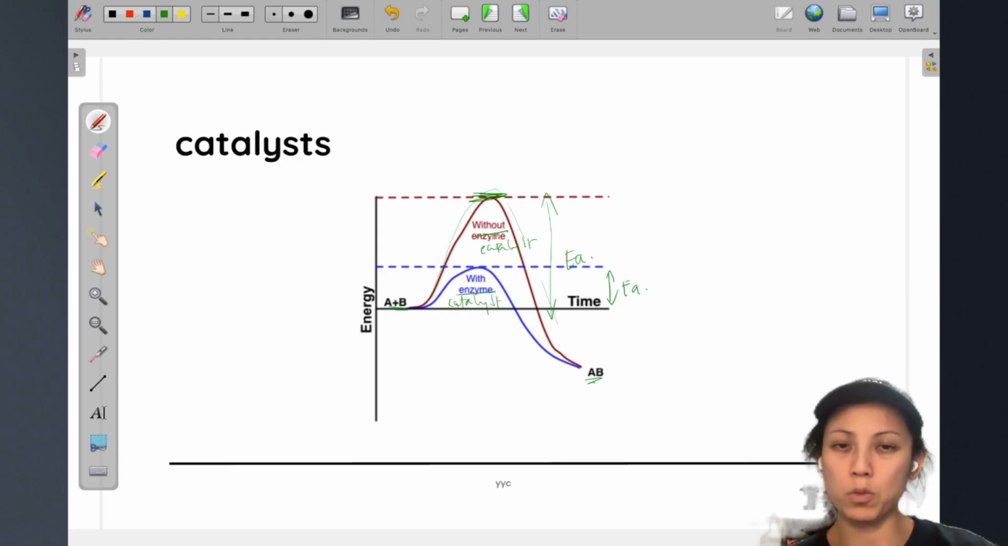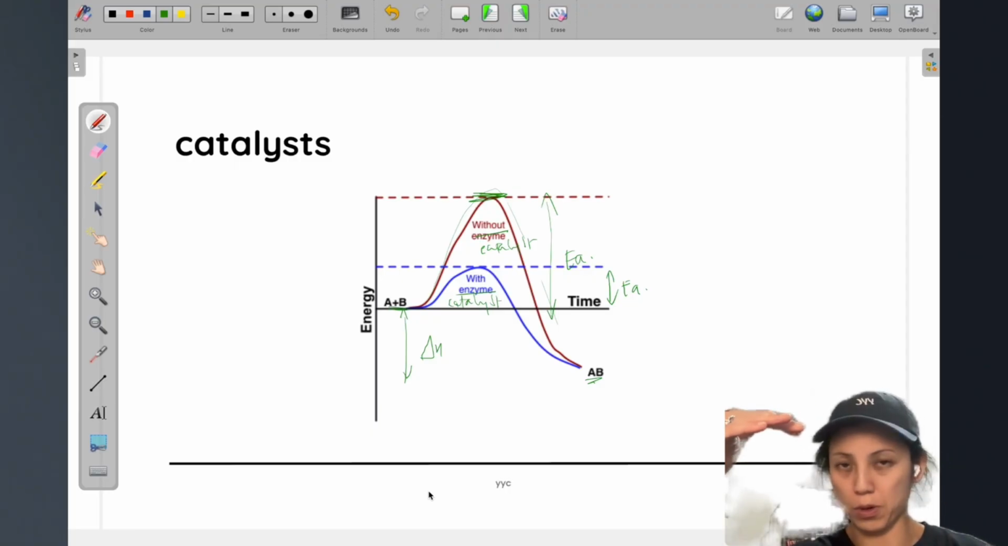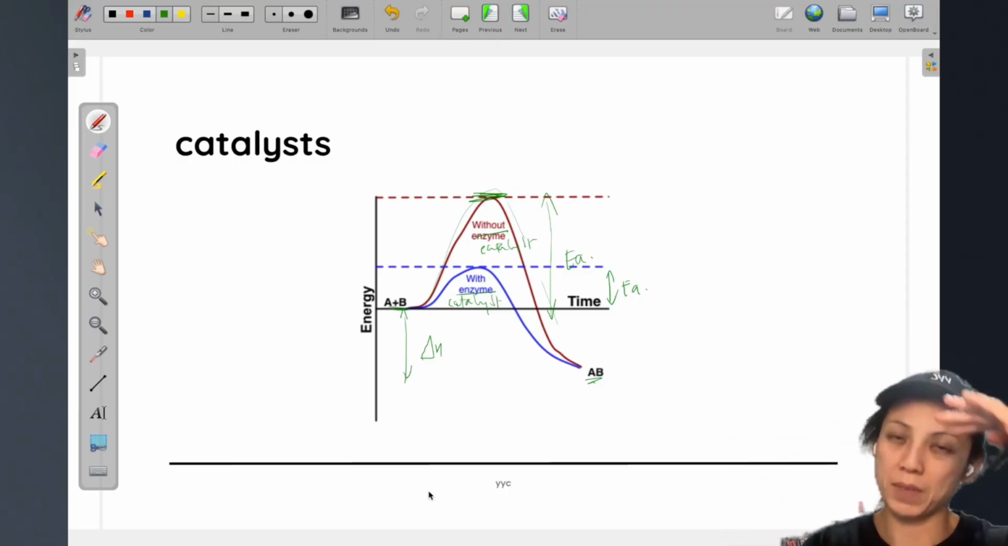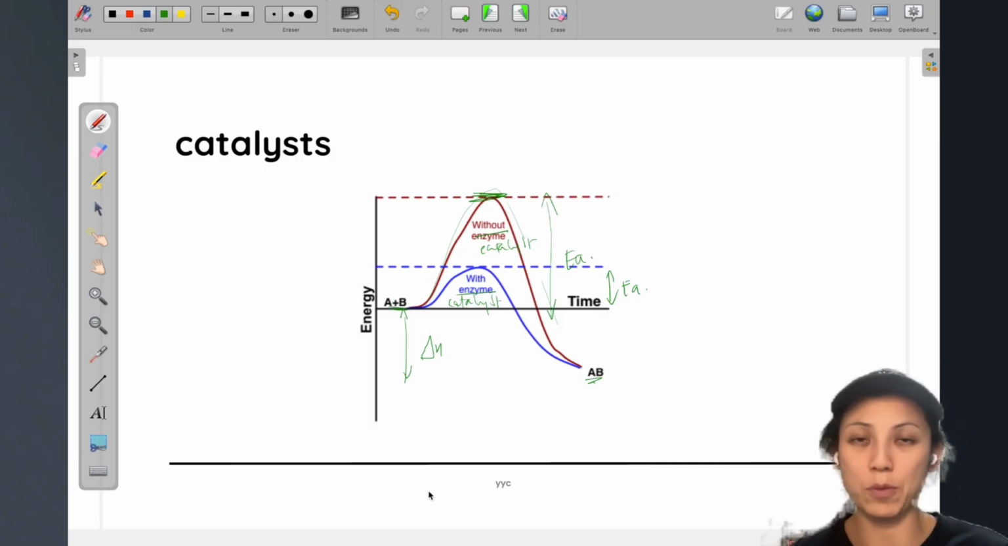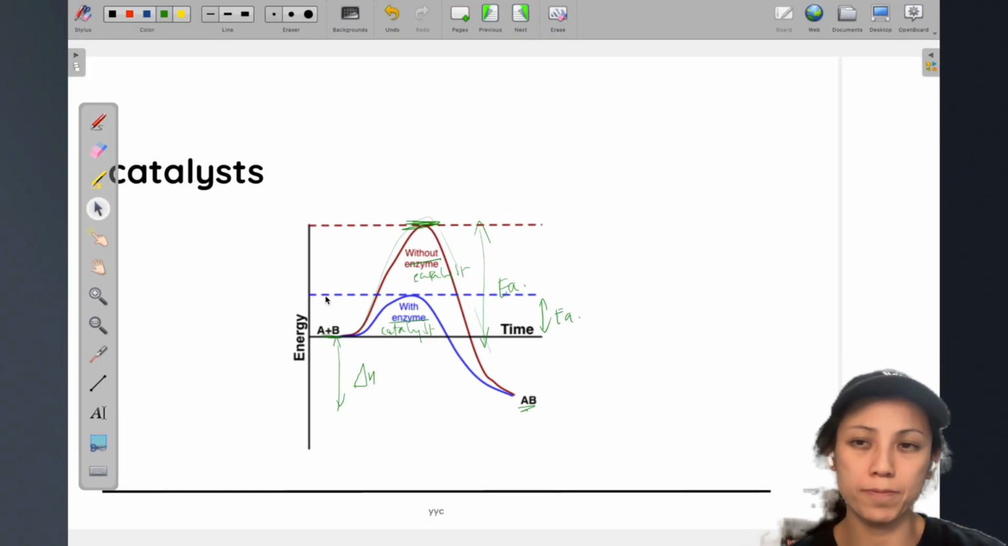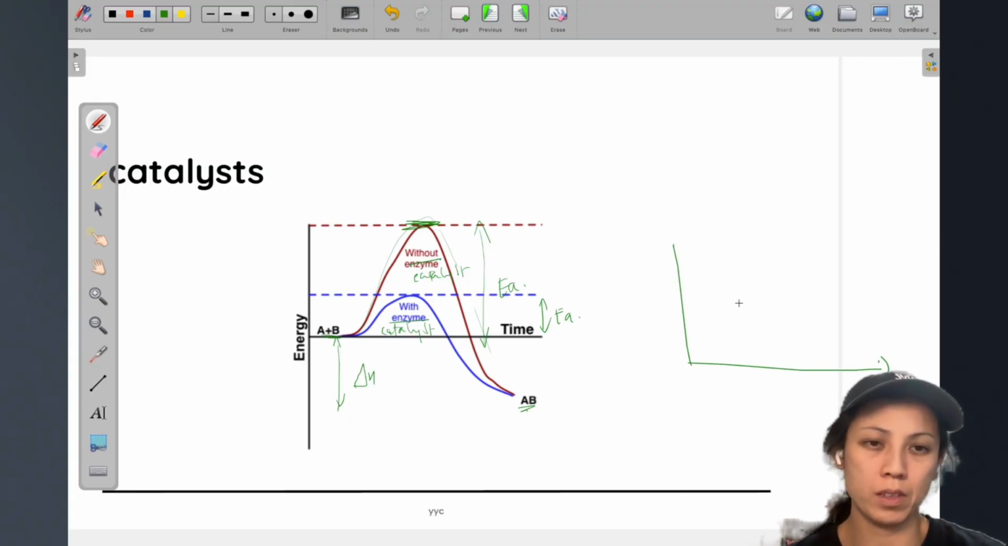All right, cool. But what you'll notice is the delta H, the enthalpy of the reaction, does not change. The energy in the reactants and the energy in the products don't change. It's just that the energy required to break bonds and then make product is a lot lower with a catalyst than without a catalyst. So if you look at this from a Maxwell-Boltzmann curve, let's draw an example of one. So this is number of particles or molecules, whatever you want, depending on what your reaction is.